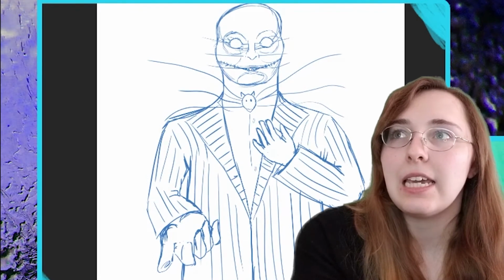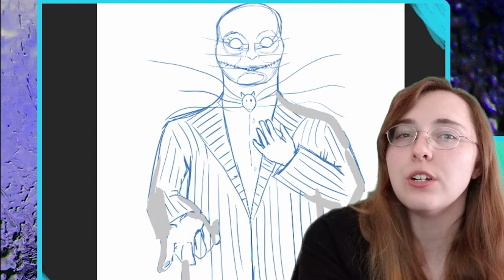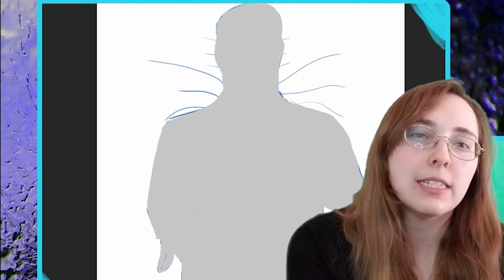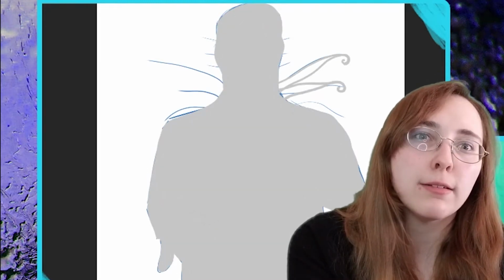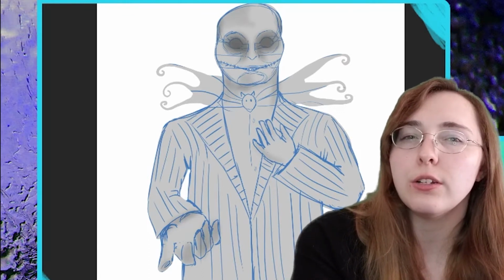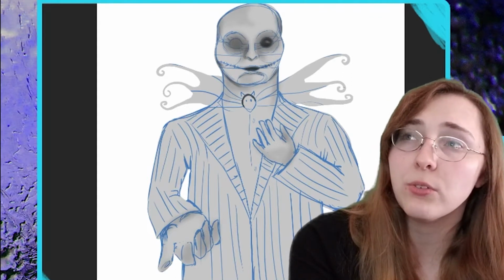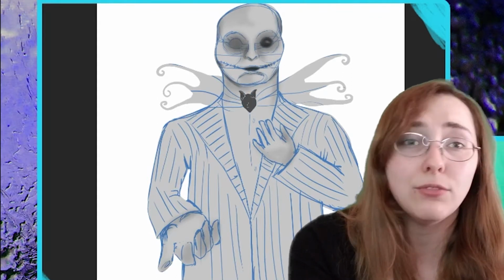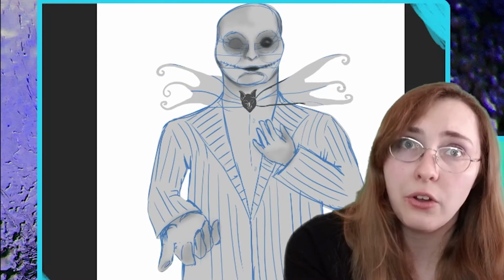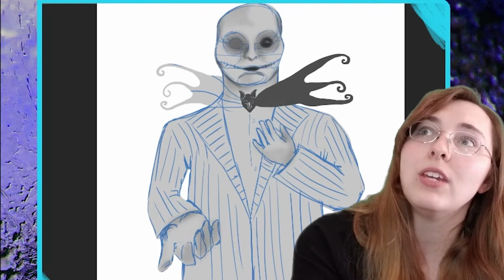I approached this Jack as if he was fresher to Halloween Town, like his flesh hasn't rotted off, so he's not a skeleton yet, but he is very gaunt and spooky. I wasn't sure 100% what I was gonna get going into this. I just knew I wanted to give him a really round face, he had to have long fingers, and the clothing was important, and that was about it. So I went into this by giving him a round face.